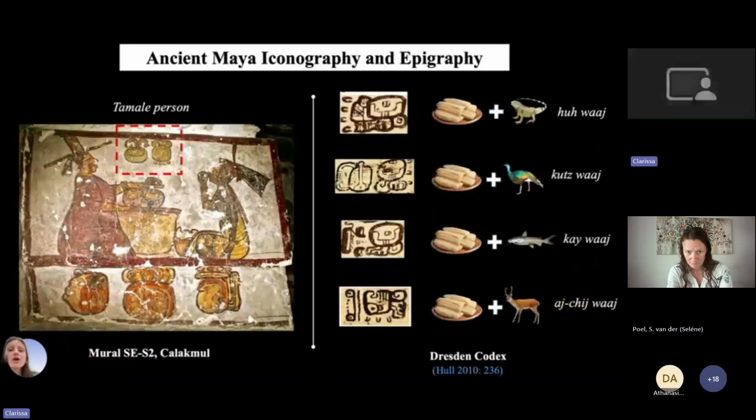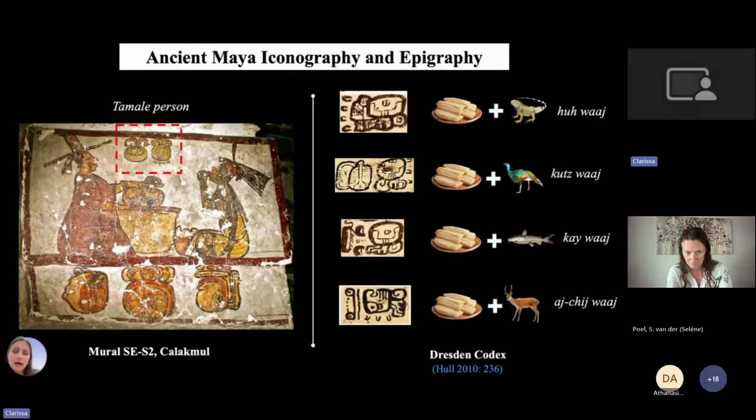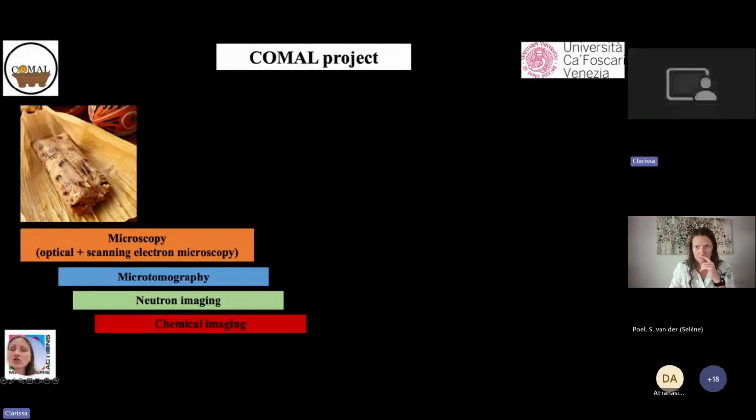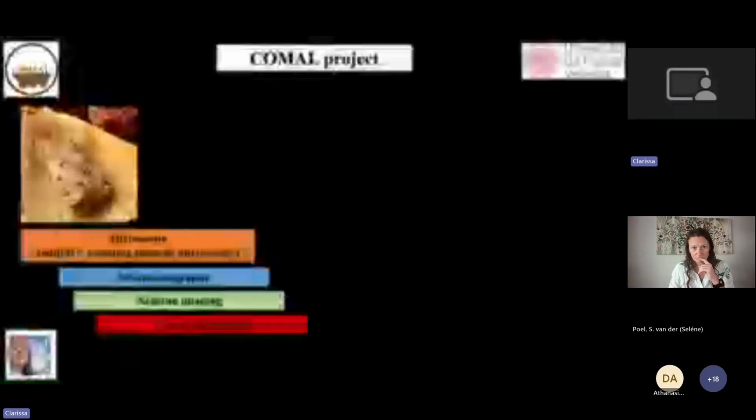For the Maya, we are lucky that we have both iconography and epigraphy to provide some information. For example, we have murals at Calakmul in Mexico, where there's a person that is shown as being a tamale person, someone who is selling tamales, potentially in a marketplace. And then we also have some glyphs that tell us that tamales were made using various ingredients, from iguanas to turkeys. But at least for the Maya, we are lacking what kind of plants were actually included in these recipes.